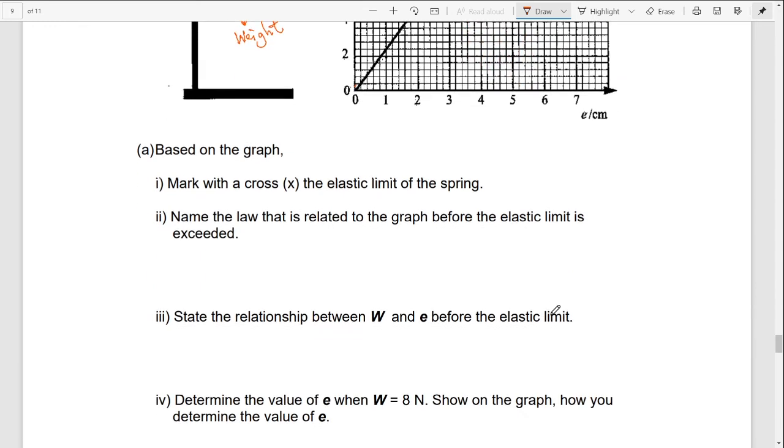All right, now name the law that is related to the graph before the elastic limit is exceeded. So what law says that F is directly proportional to the extension? That is Hooke's law. State the relationship between W and E before the elastic limit. So it is directly proportional.